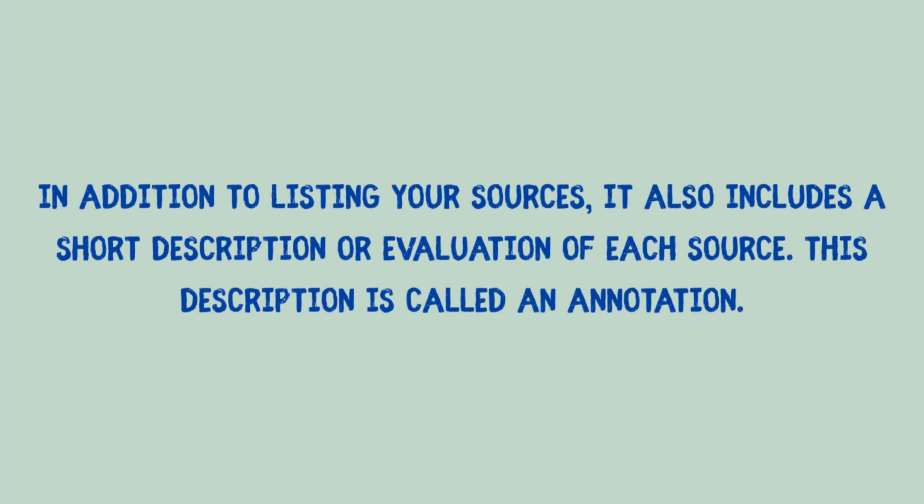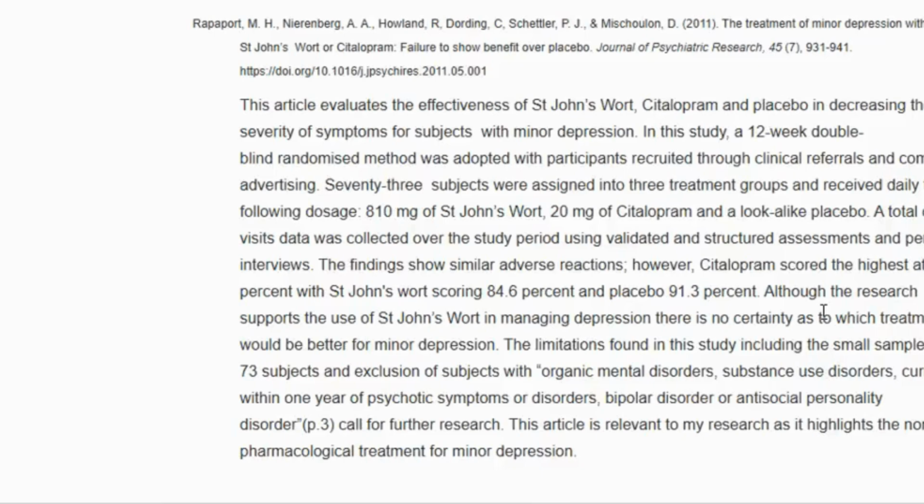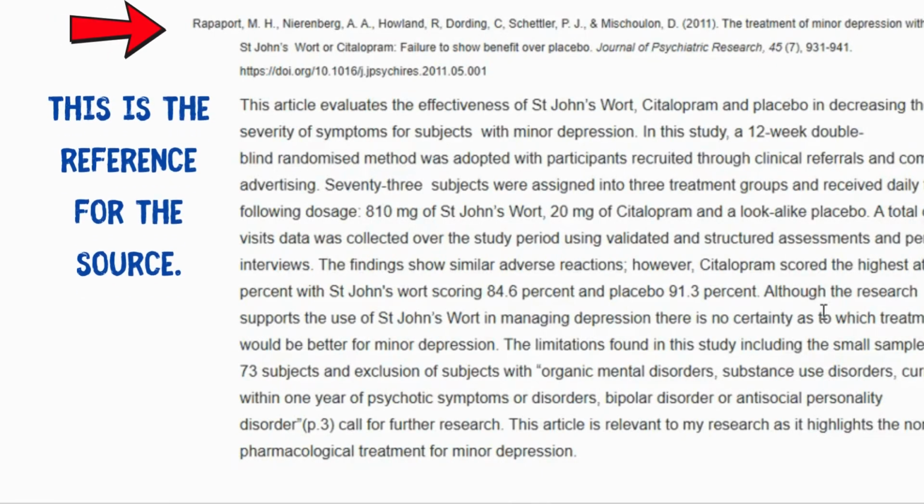An annotated bibliography is a special type of bibliography. In addition to listing your sources, it also includes a short description or evaluation of each source. This description is called an annotation. Each entry in an annotated bibliography has two parts. One, citation. This is the reference for the source.